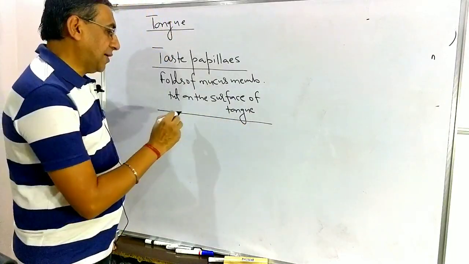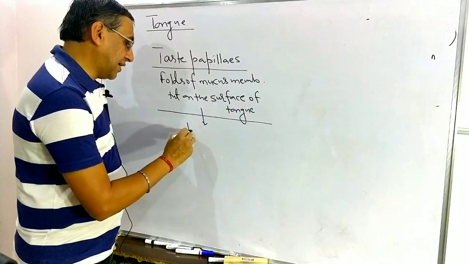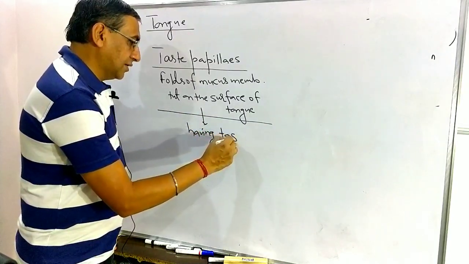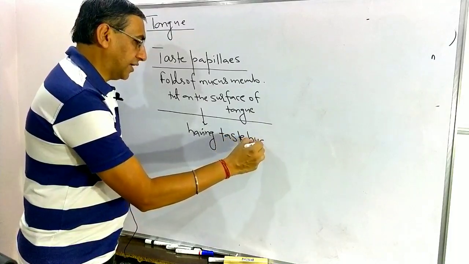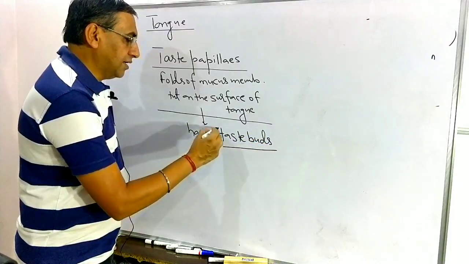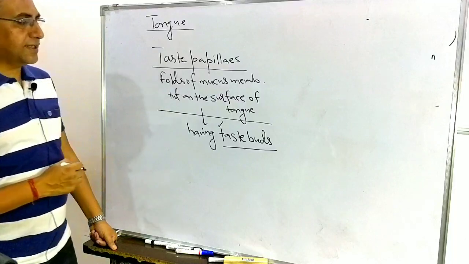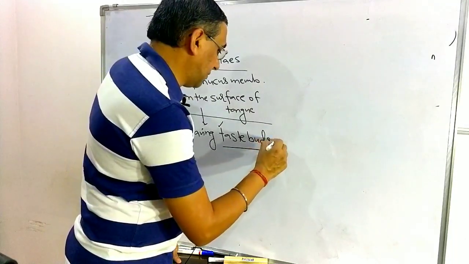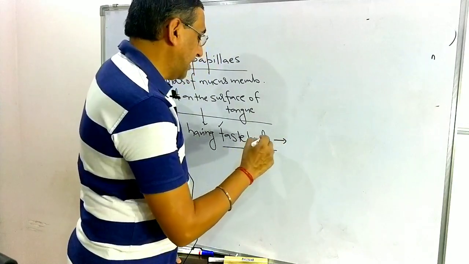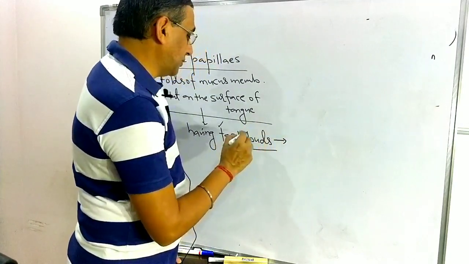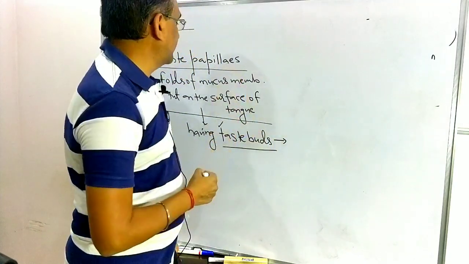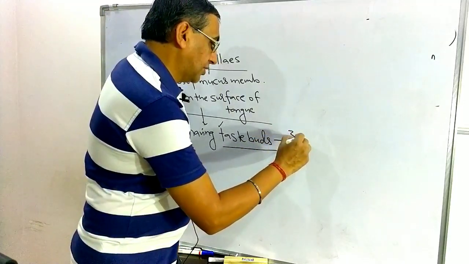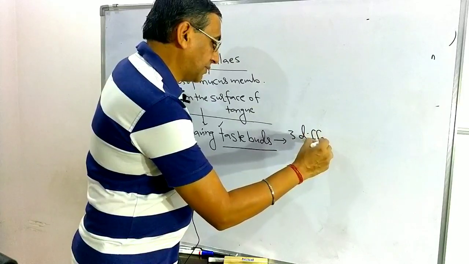Now the taste papillae are having taste buds. The taste buds are responsible to receive the sense of taste. In a taste bud, three different types of cells are present.